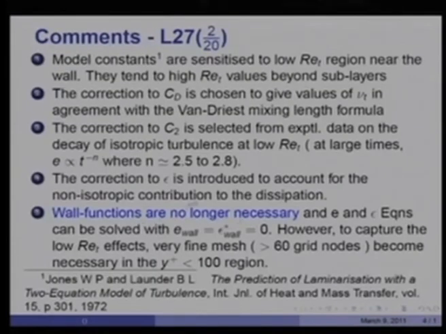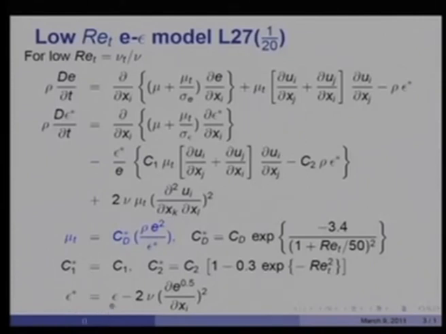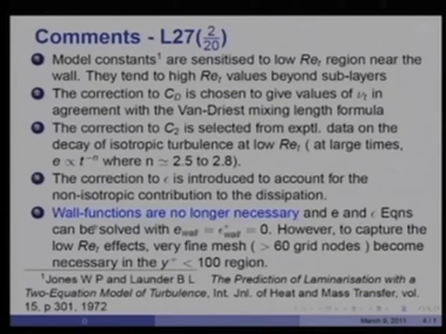The correction to epsilon is introduced to account for non-isotropic contribution to dissipation. As you will recall, we said that as one moves close to the wall, the amount of dissipation in different directions is actually different. This term, epsilon star, epsilon minus 2 nu (dE^(1/2)/dy)^2, accounts for that effect of non-isotropy. So, since we are able to now go right up to the wall, wall functions are no longer necessary. In other words, we are not going to use the universal law of the wall at all, and E and epsilon equations can now be solved with E wall equal to epsilon star wall equal to 0.